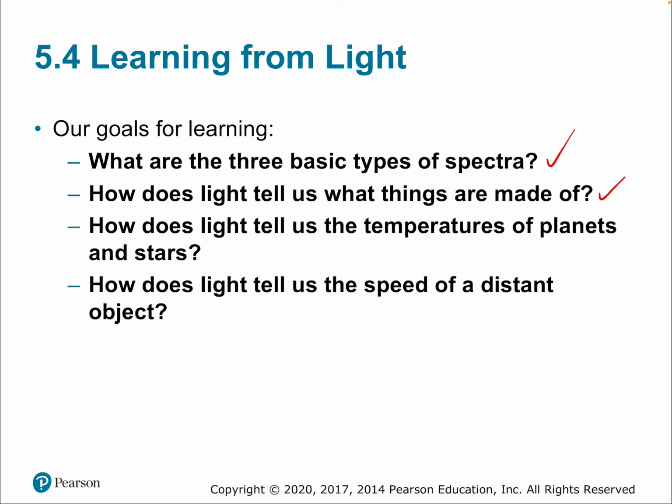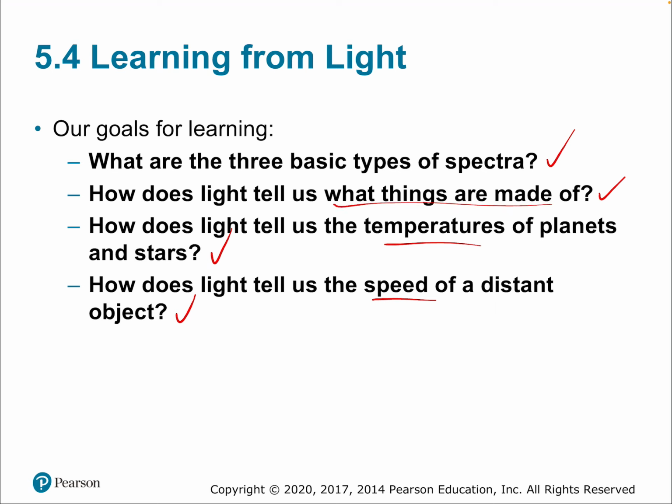Next, how does light tell us the temperature of planets and stars? This is another amazing thing that light can do, totally separate from the electron excitation levels. Maybe based on the same physics, sure, but very different phenomenon. And finally, how does light tell us the speed of a distant object? So impressive here, right? That after explaining a little bit of background about light, we can hopefully make sense of the amazing utility. Because light can tell us speed, temperature, and composition.